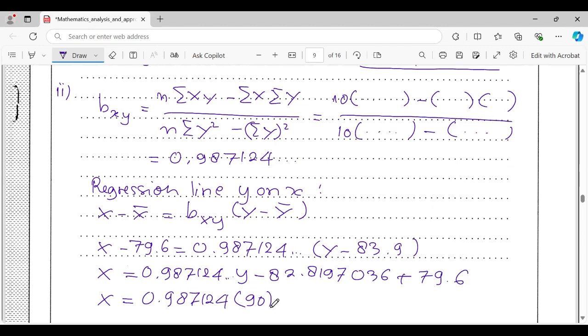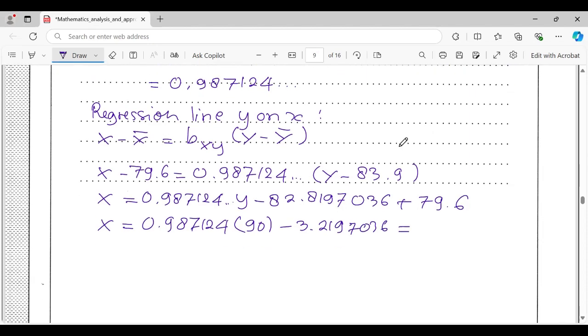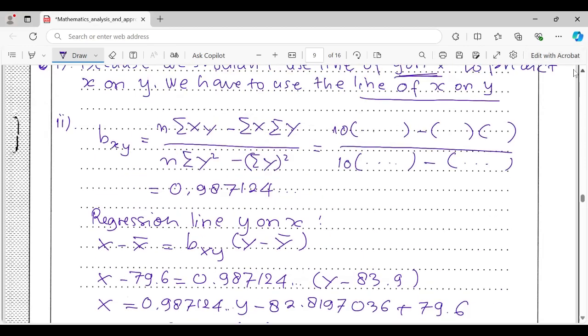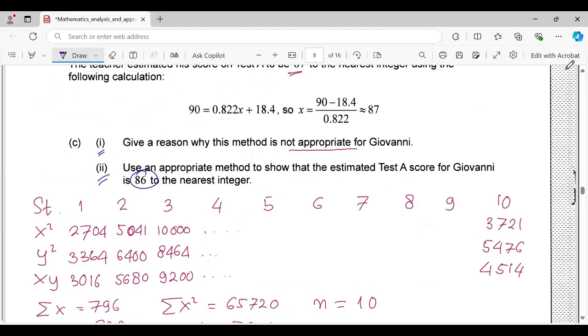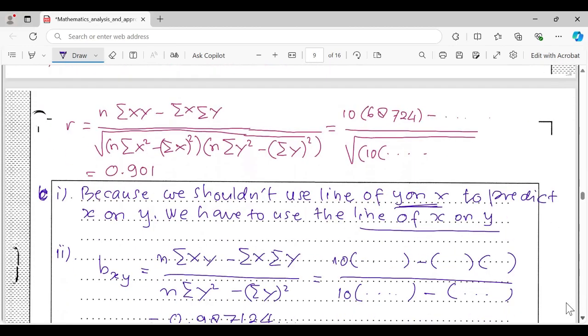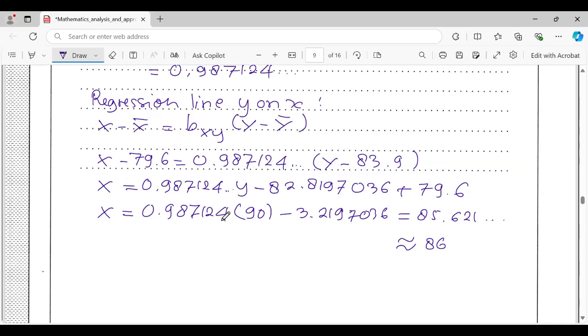And because the student score is 90, you can find the result is 85.621 and so on, and approximately becomes 86. So look at that, we can find 86 based on the appropriate method.